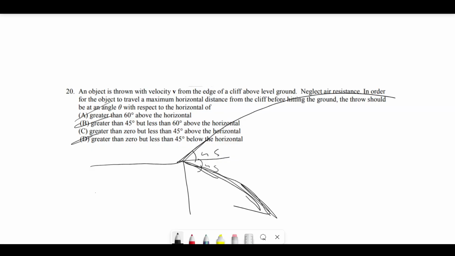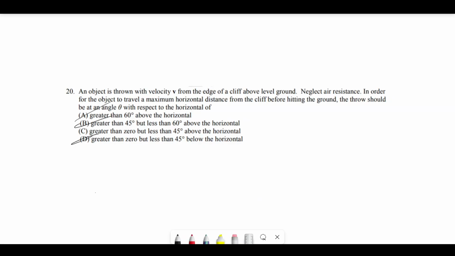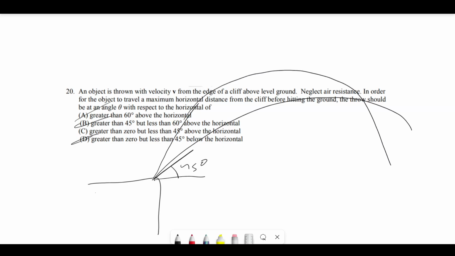As I said, I mistook the problem by not seeing that it said the edge. But looking back at choices A and B, 45 degrees in projectile motion is the angle you want, because 45 will give you the maximum horizontal distance. If we use something like 60, it would go up here and just stop here. And anything between 45 and 60 would be a little further, but not as far as 45. And that's why choice C would be our best option.